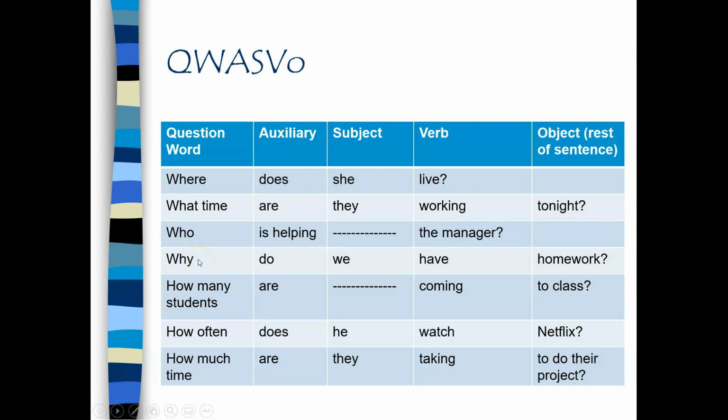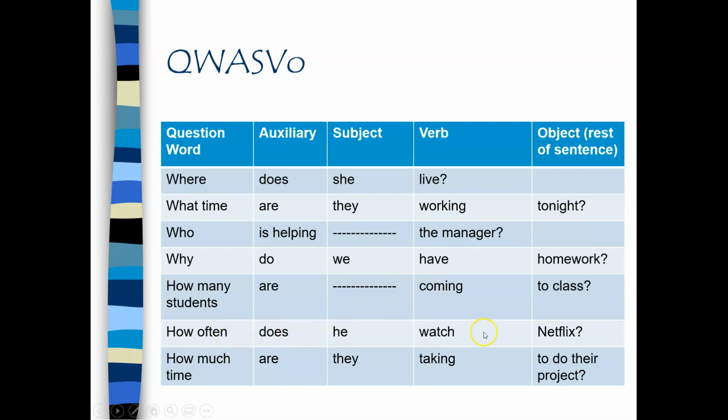The next one, why do we have homework? In this case, have is my verb and do is the auxiliary. So in Canadian and North American English, we don't say, why have we homework or why have we got homework? Well, you can say, why have we got homework? But why do we have homework? How many students are coming to class? This is important because whenever you ask a question with how many, you need to follow it with the subject afterwards, and it's going to be in plural. How many students are coming to class?